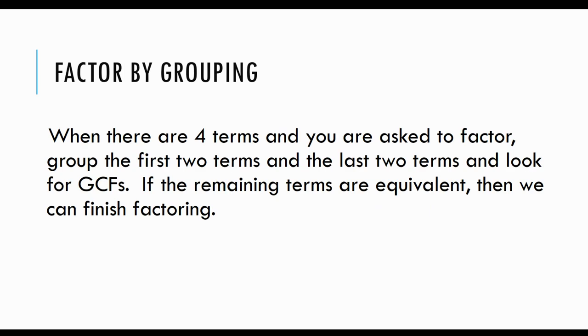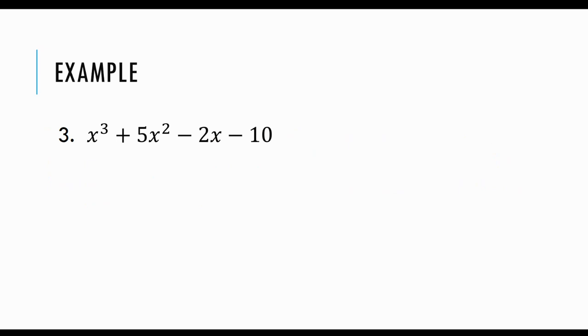Another type of factoring is factor by grouping. When there are 4 terms and you are asked to factor, we want to group the first 2 terms, group the last 2 terms, and then we look for GCFs within each of those 2 sets of terms. If the remaining terms are equivalent, we'll do just like we did in the last example. We'll factor out what they have equivalent, and then we can finish factoring.